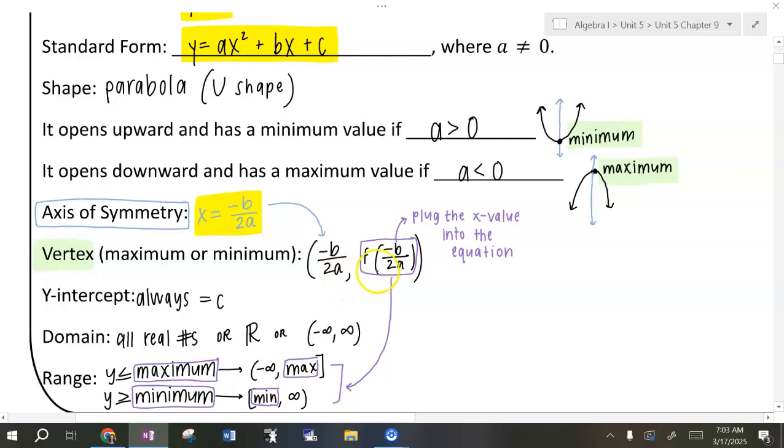And then to find the y value, you're going to plug it back into the equation. So you can write it as f of negative b over 2a. That's just saying you plug negative b over 2a back into the function.